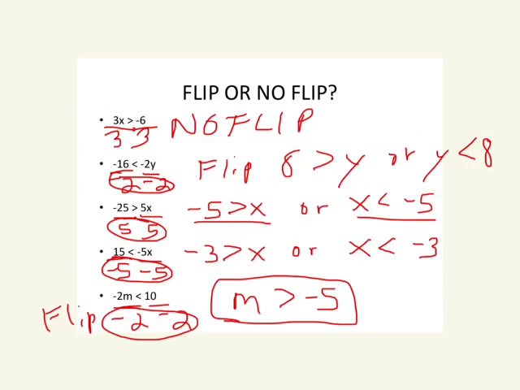So again, if you notice, it's when we multiply or divide by a negative that we flip the signs. When we divide by a positive, there is no flip.